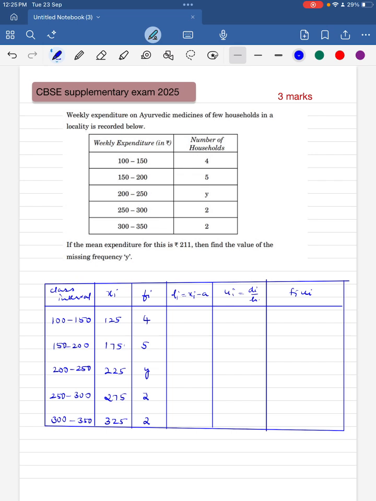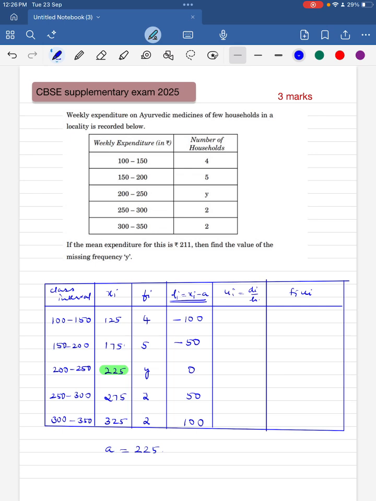Now we have to choose one of the middle values of Xi as the value of A. So I'm taking 225 as the value of A, the assumed mean. Now I have to subtract the assumed mean from each Xi value, and I will get the value of Di. So 125 minus 225 gives me minus 100, minus 50, 225 minus 225 is 0, 275 minus 225 gives me 50, and 325 minus 225 is equal to 100.